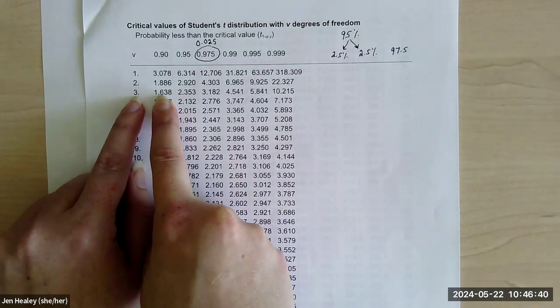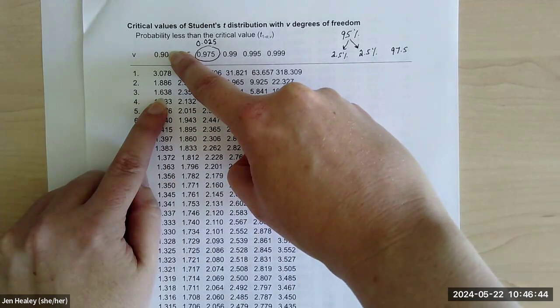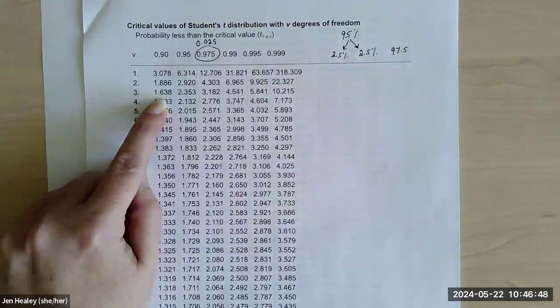So what that means is we don't even have a 90% confidence interval. We're in the 80s or the 70s range. So we're not particularly confident.